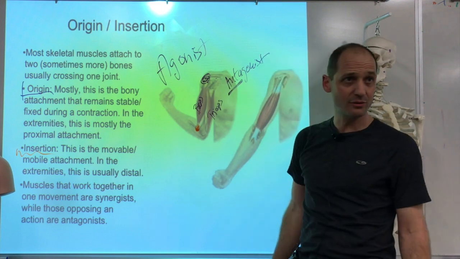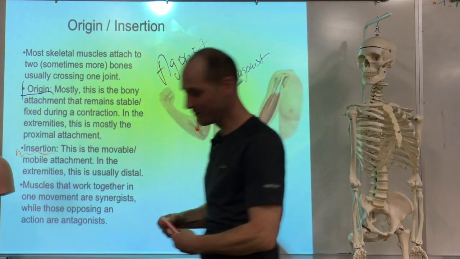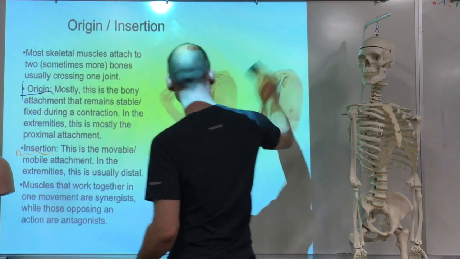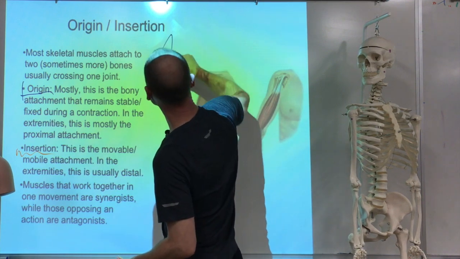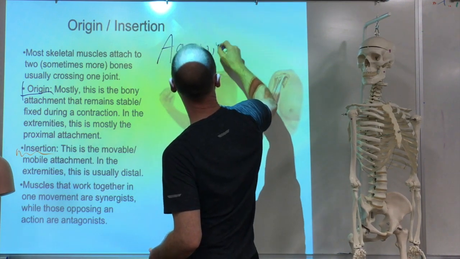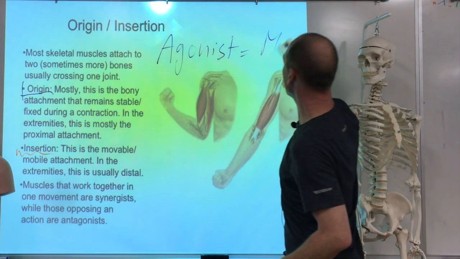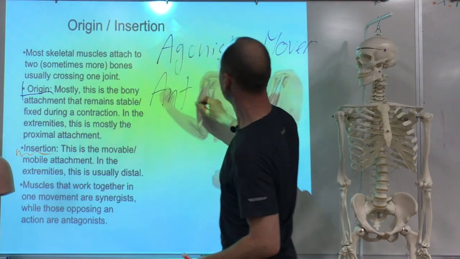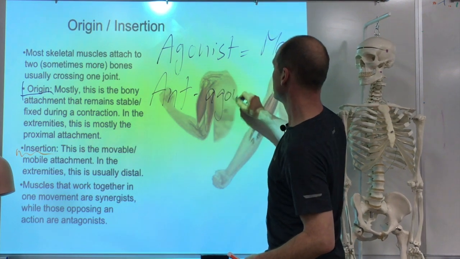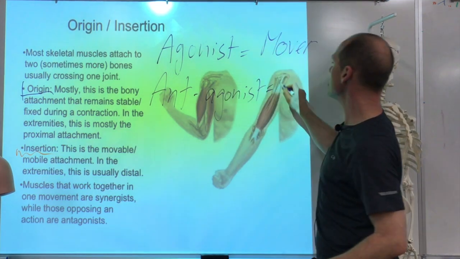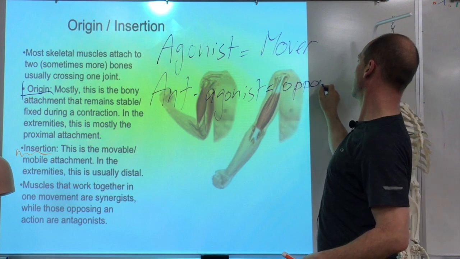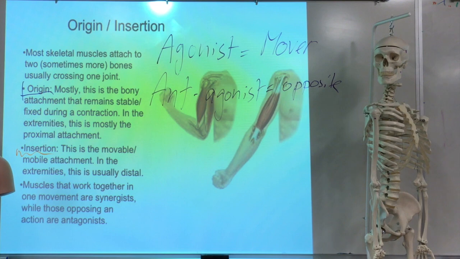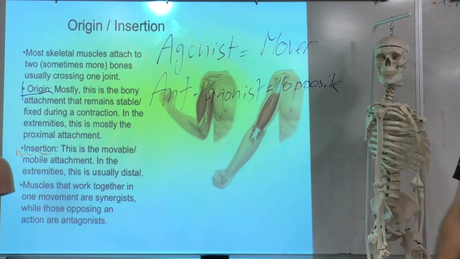Anti means against. I'm against. Oh, you can't read that, huh? Hold on. Agonist equals mover, the one that moves. An antagonist is the opposite motion. If the agonist contracts, the other one has to relax.